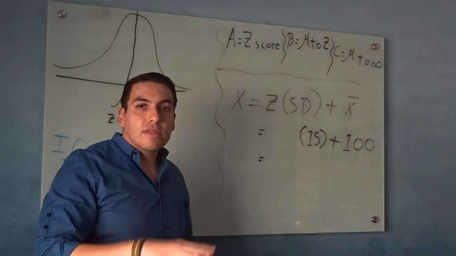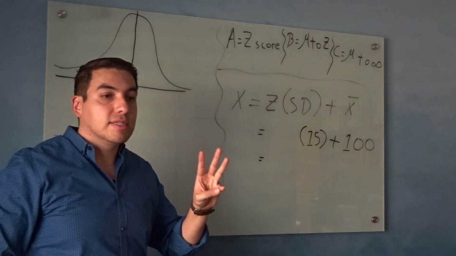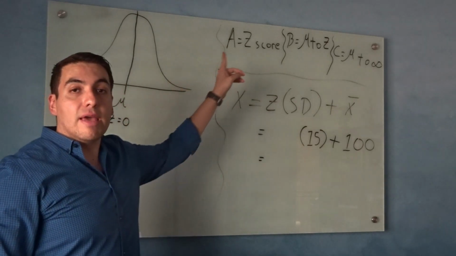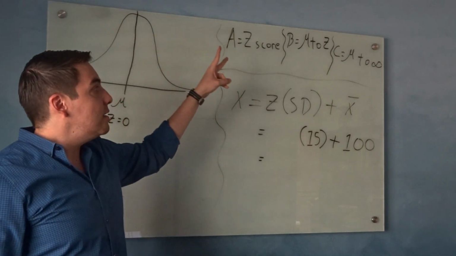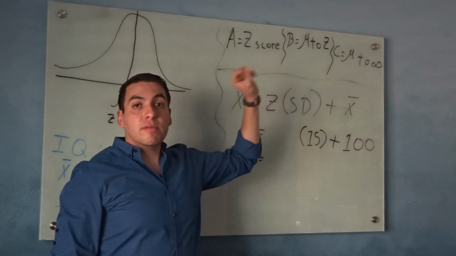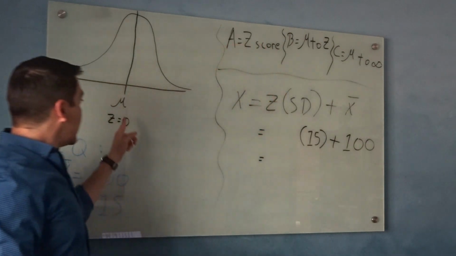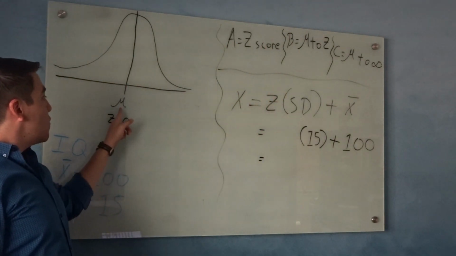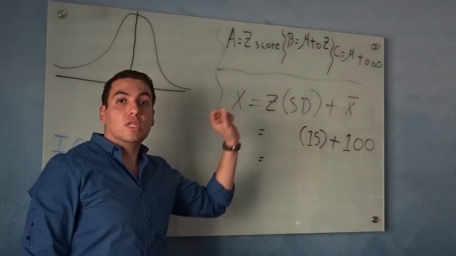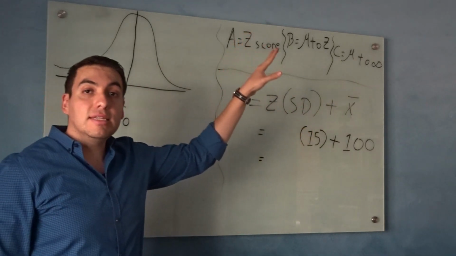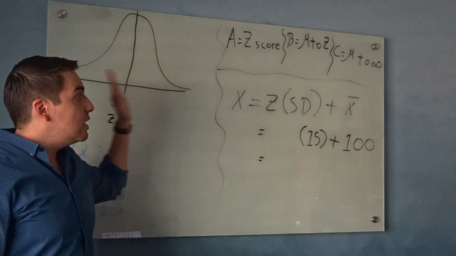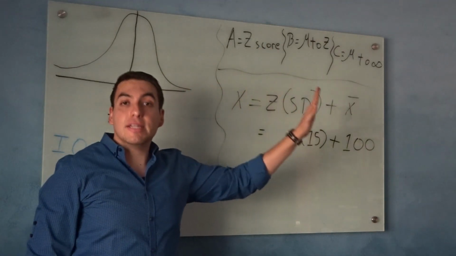In the table that you have, there are three columns. Column A is giving you the z-scores. Column B is giving you information from the mean, which is right in the middle, to the z-value. And column C is giving you information from the z-value to infinity.